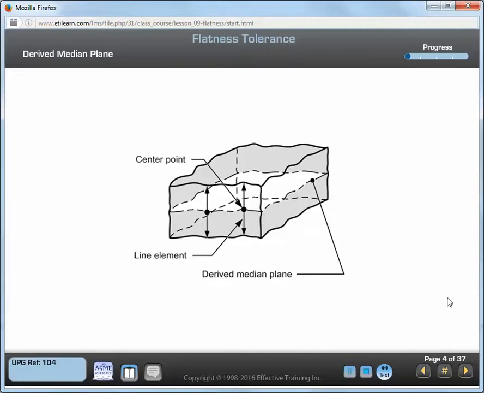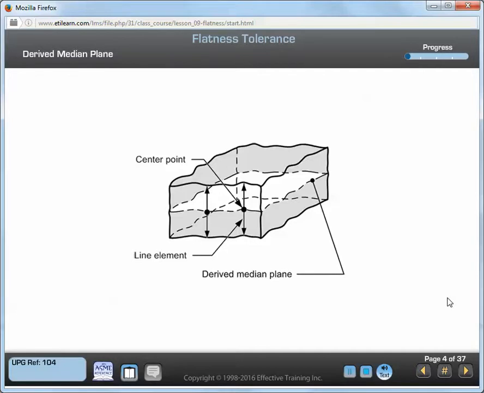A derived median plane is an imperfect plane formed by the center points of all line segments bounded by the feature of size. The line segments are perpendicular to the center plane of the unrelated actual mating envelope of the feature of size. You can see an example of a derived median plane in this figure.